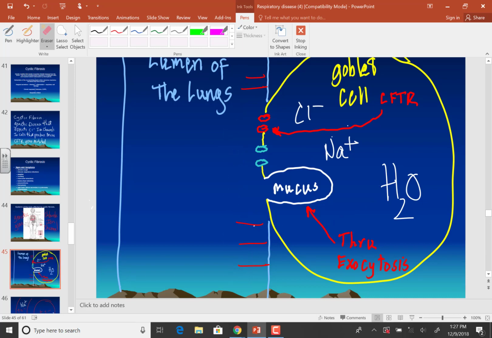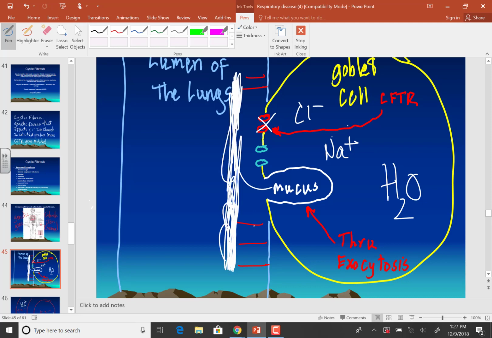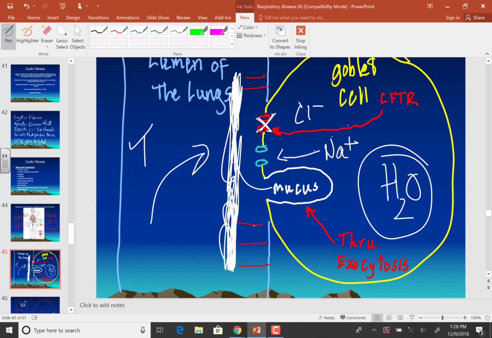Now, in people with cystic fibrosis, what's their problem? Their problem is jacked up chloride ion channels. So remember that the mucus that is initially produced by the goblet cell is relatively thick. Now, normally chloride leaves through the chloride ion channel, but in people with CF, they don't have it. And if chloride doesn't leave, then sodium doesn't have to follow. And if sodium doesn't follow, then you don't add water to it. The result is thick mucus.